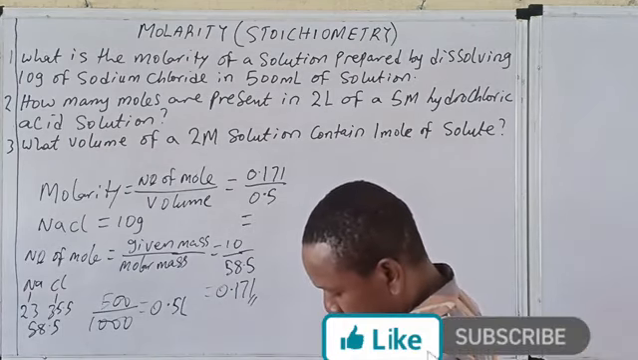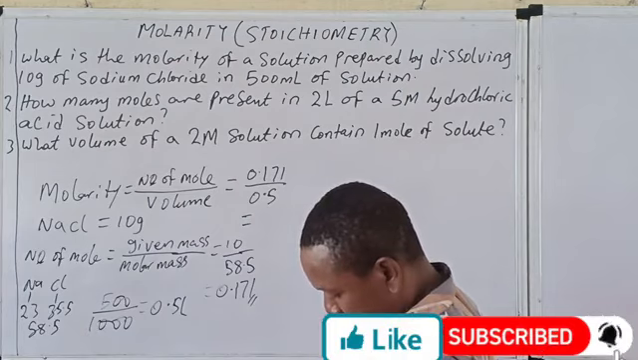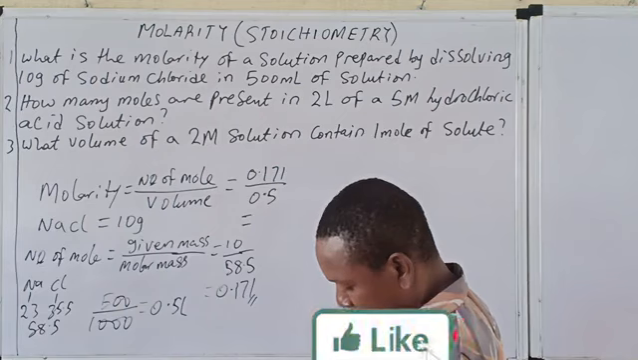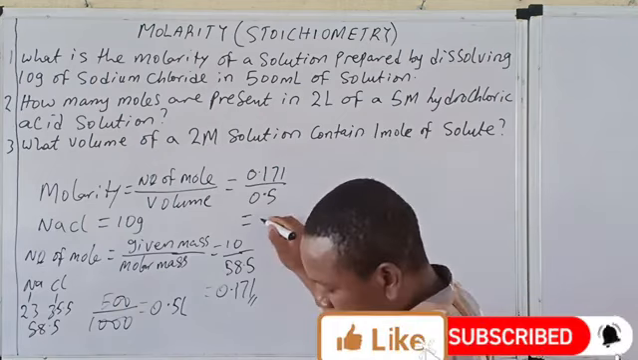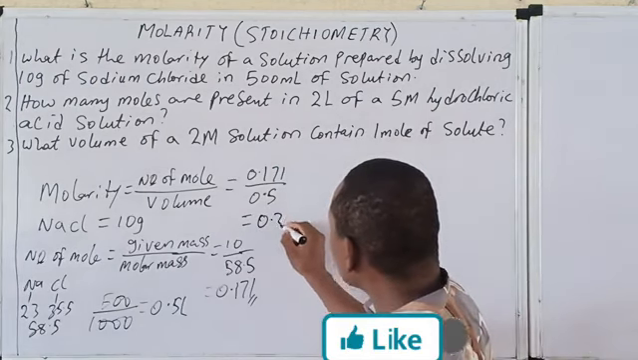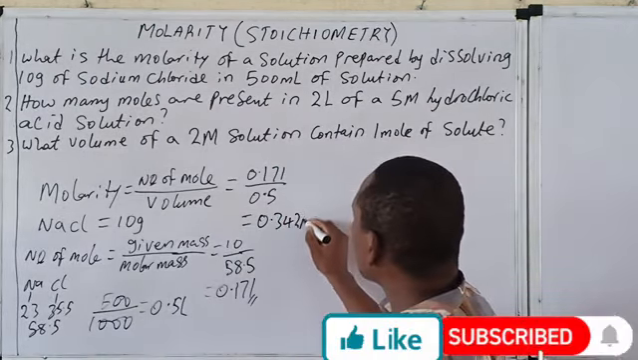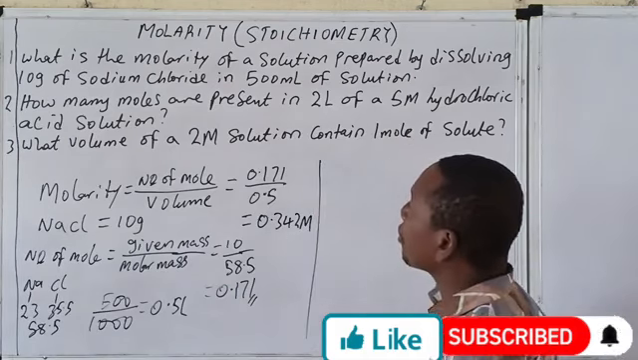0.171 divided by 0.5. So your answer automatically is 0.342. So this is the answer. It's a very simple stuff.